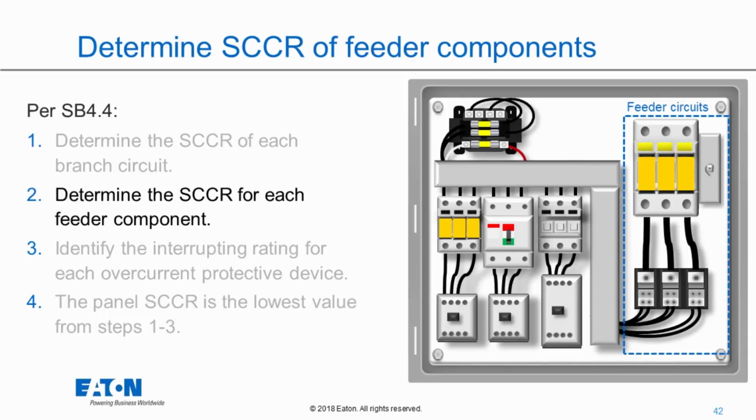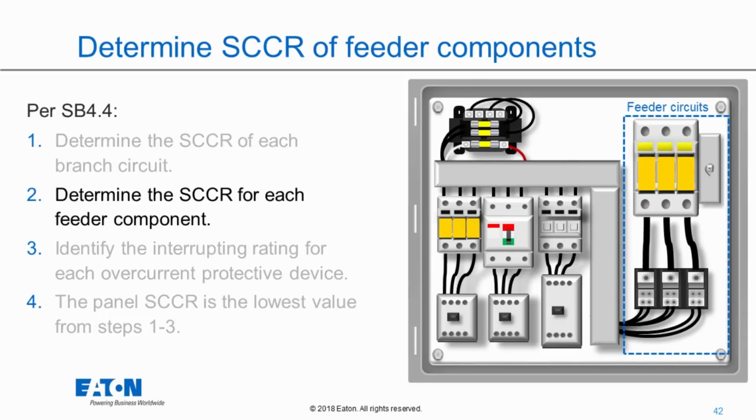To determine the SCCR for each feeder component, that's generally just looking up which devices in my feeder, those on the supply side of my branch, have a short circuit current rating. In this example panel, that's certainly going to include our power distribution block. And one thing that can be forgotten is that you can see there are fuses in a fusible disconnect switch.